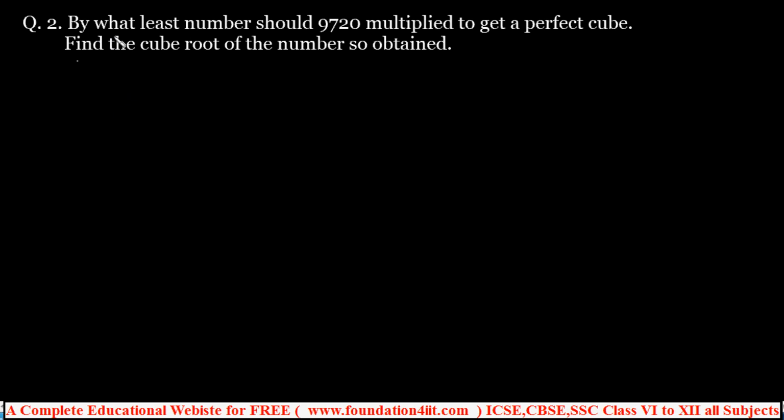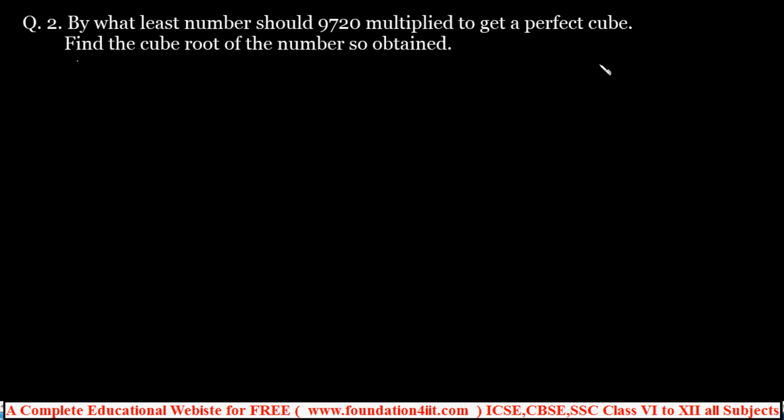In this problem, by what least number should 9720 be multiplied to get a perfect cube? The question is about a cube root, a perfect cube. Find the cube root of the number so obtained. So 9720 is not actually a perfect cube. But what is the least number that should be multiplied to this to make it a perfect cube?